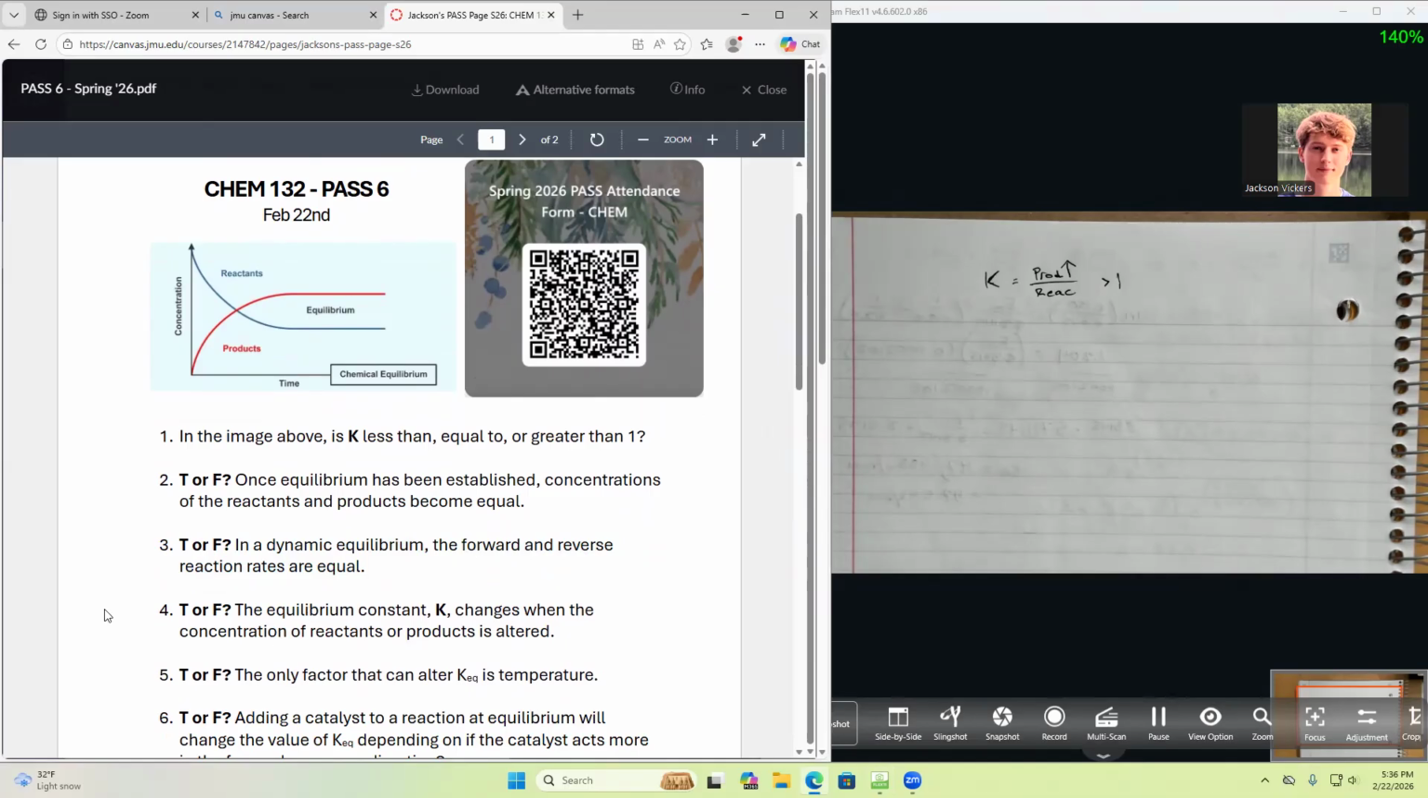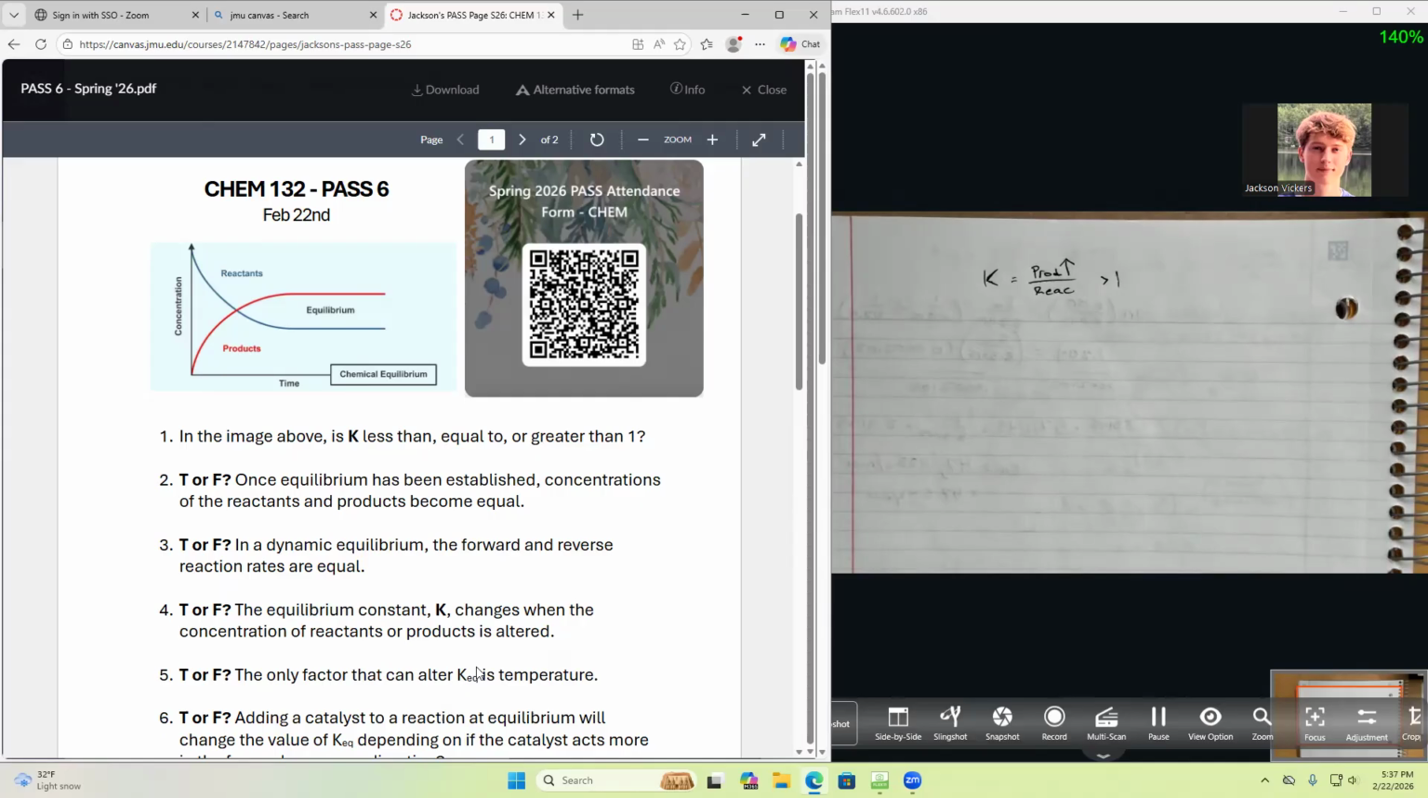All right, next one. The equilibrium constant, again, that capital K, changes when the concentrations of reactants or products are altered. This one's false. What is in the name? What's this word here? Constant. The only way we can alter a constant is by altering the temperature. Everything else, K is going to stay equal.